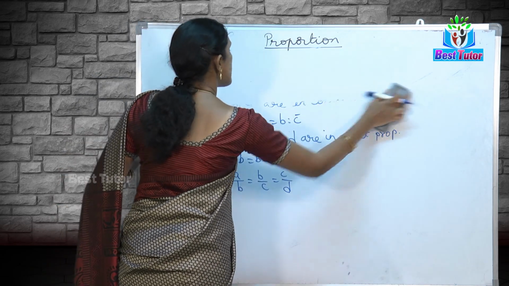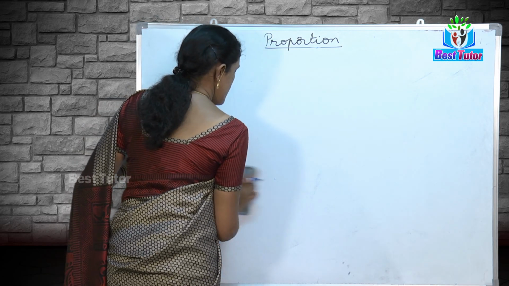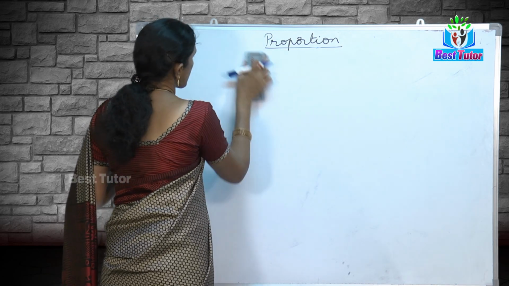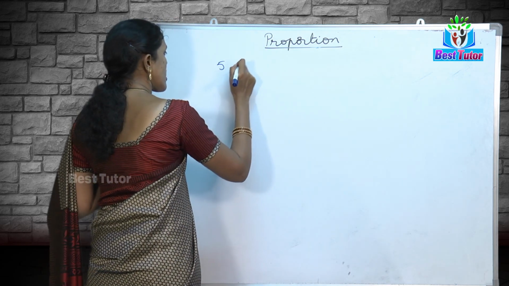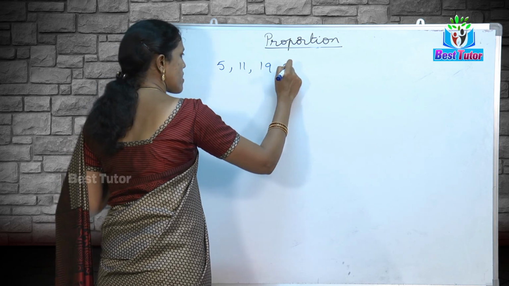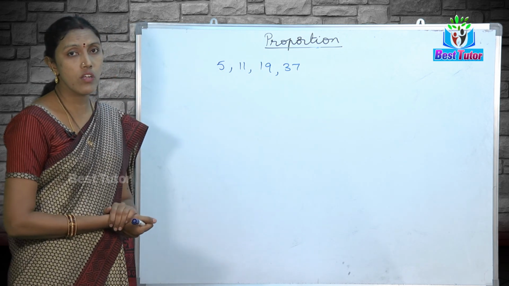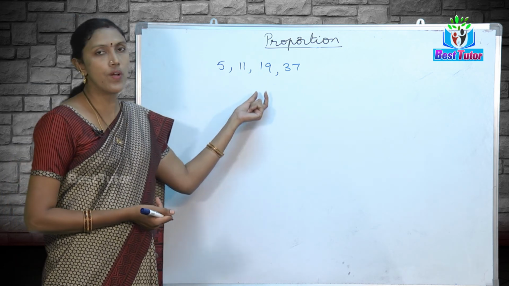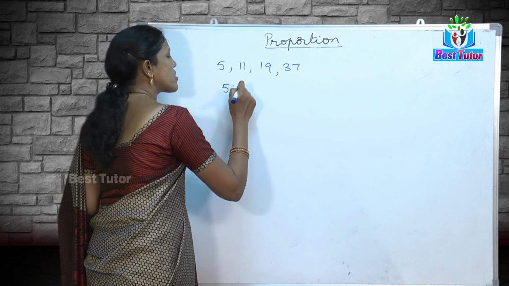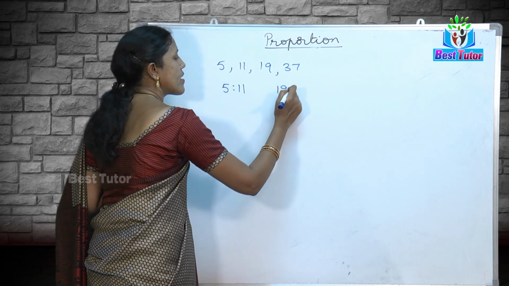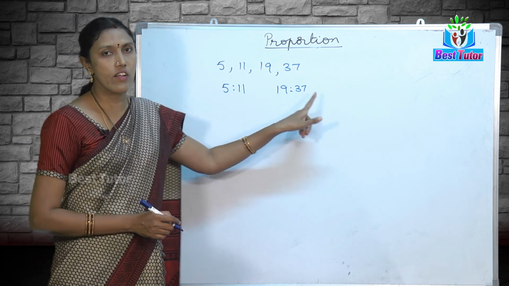Now I will give you a simple example. We know very well how to check whether the given 4 quantities are in proportion or not. If I say check if 5, 11, 19 and 37 are in proportion or not. When will they be in proportion? When 5 is to 11 is equal to 19 is to 37, right? So if they are in proportion, then 5 is to 11 should be equal to 19 is to 37. But is it true? Is 5 is to 11 equal to 19 is to 37?